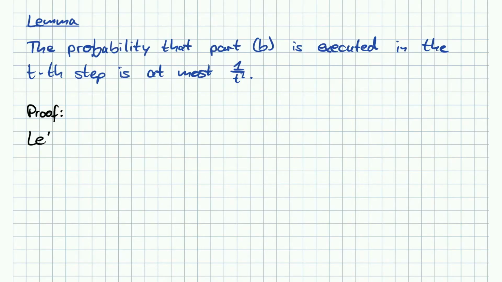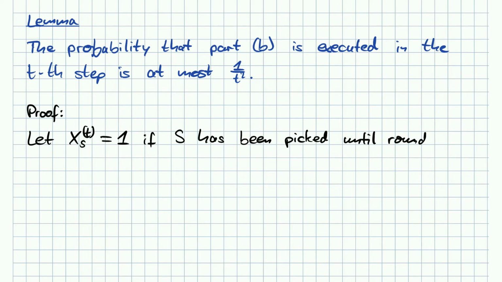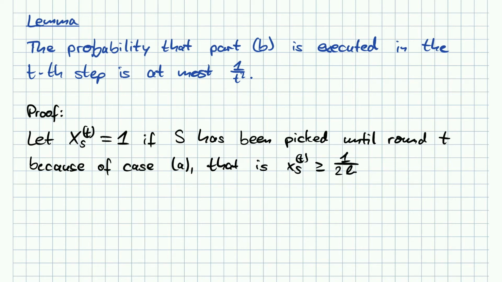And to formalize this, we now use random variables capital X, where we say capital X_{S,t} is equal to 1 if S has been picked until around t because of case A, that is, if x_{S,t} is at least 1 over 2 times ln t times theta_S. And otherwise, X_{S,t} is equal to 0.